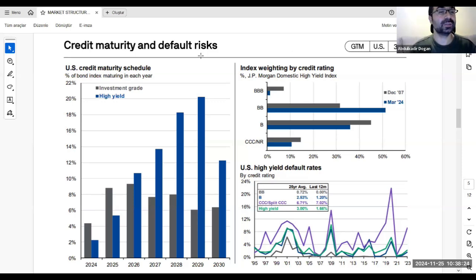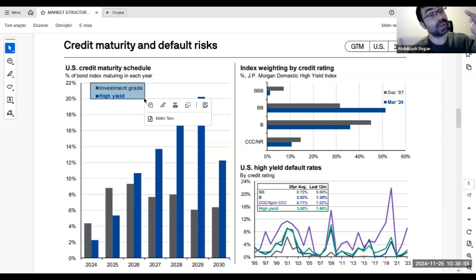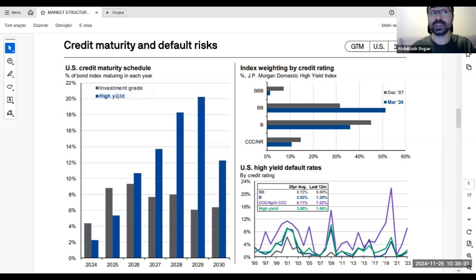And now credit maturity and the default risk, investment grade bond and high yield. So what do we mean by investment grade and high yield? I'm sure most of the people here know the credit rating agencies like Moody's, S&P, or Fitch. These are the global rating agencies: Fitch, S&P Global, and Moody's. And according to the credit rating of these companies to the government or the corporation, we can decide whether this government or this company has an investment grade or not.